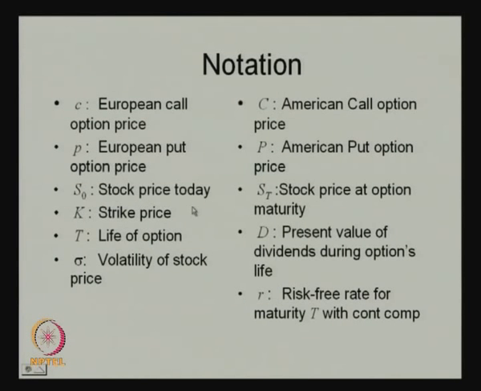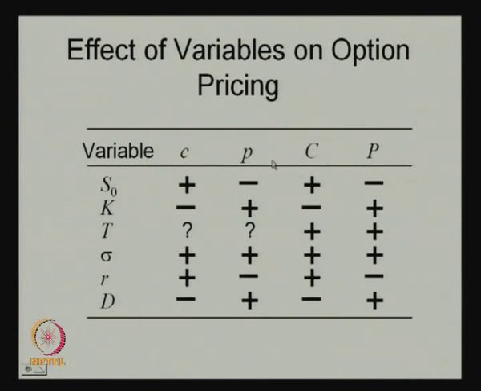S0 is the stock price today, ST is the stock price at option maturity, K is the strike price, T is the life of the option, D is the present value of dividends during the option's life, sigma is the volatility of the stock price, and r is the risk free rate for maturity T with continuous compounding. So, these are the notations we will be using for deriving the pricing of options.